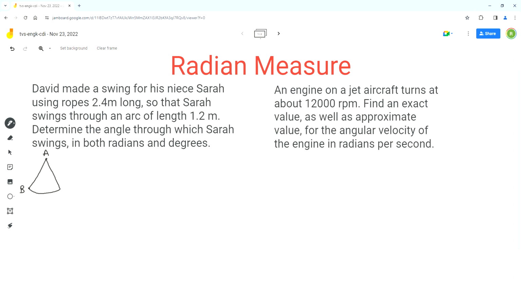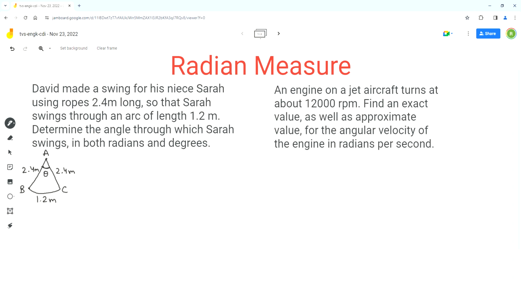Now the rope in this swing is represented by side AB, which is 2.4 meters, and it's also the side AC in this diagram, which is also 2.4 meters. Now the arc length is represented by this curve from B to C, which is 1.2 meters long. Now we have to determine the angle through which Sarah swings, and that is represented by this angle A, and we can use the variable theta for it.